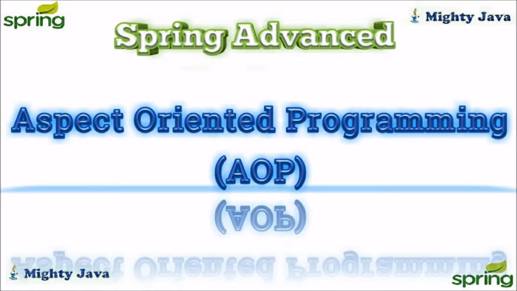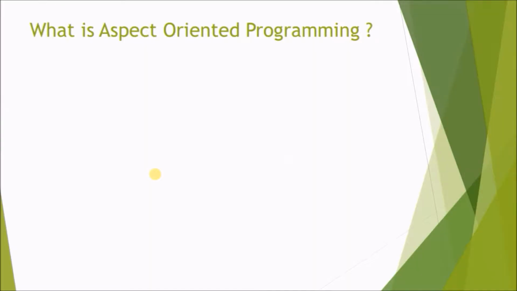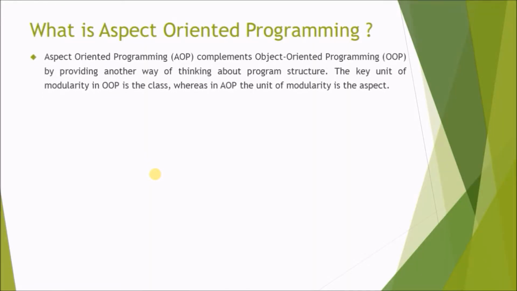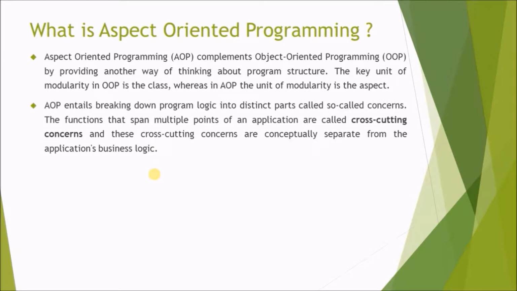In this video, we will see what is aspect-oriented programming. Aspect-oriented programming, AOP, complements object-oriented programming, OOP, by providing another way of thinking about program structure. The key unit of modularity in OOP is the class, whereas in AOP the unit of modularity is the aspect. AOP entails breaking down program logic into distinct parts called so-called concerns.